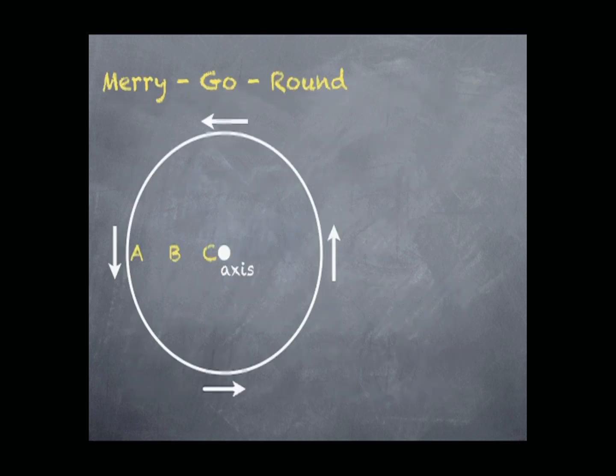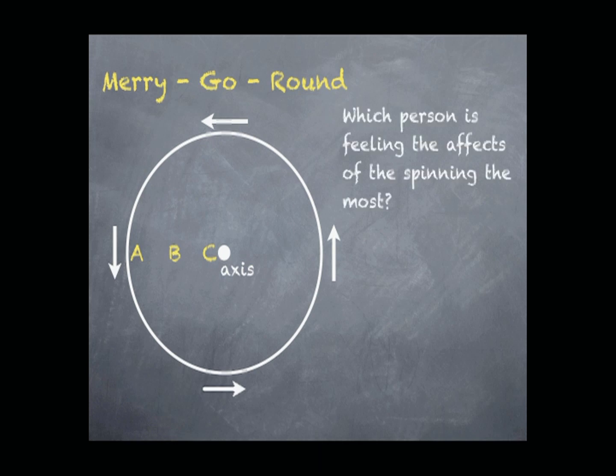So in this slide, I've diagrammed a merry-go-round, and it's spinning counterclockwise around the axis. And for this example, I have three people standing in a merry-go-round. Person A is standing farthest from the axis, and C is standing closest to the axis, and B is standing halfway in between. Which person is feeling the effects of the spinning the most? Person A, B, or C?